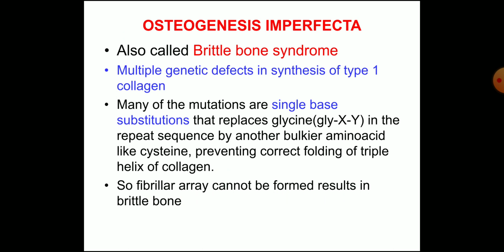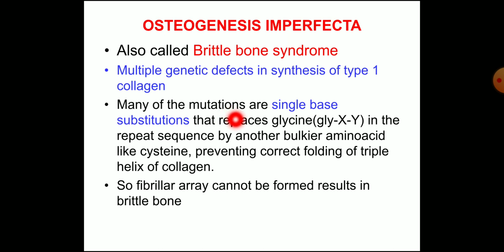Now we'll pass on to osteogenesis imperfecta. It is also called the brittle bone syndrome. That is, bones are easily broken. So this condition is called brittle bone syndrome. There are multiple genetic defects in the synthesis of type 1 collagen. Here the type 1 collagen is affected. There are many types of collagen depending upon the biochemical function and the mechanical function of the tissue. So that is type 1, 2, 3, 4, 5 like that.